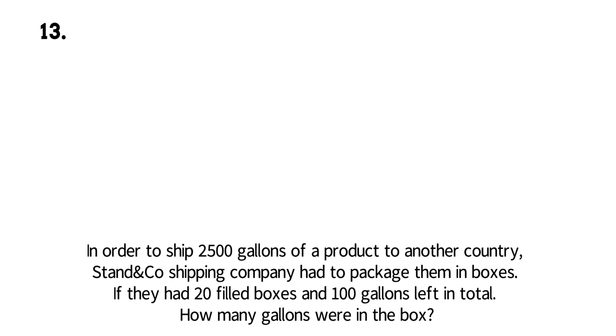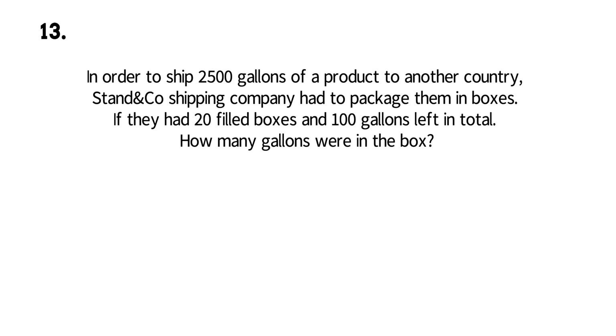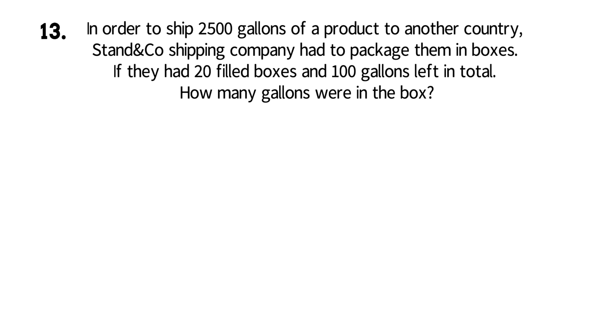Let's look at question 13. In order to ship 2,500 gallons of a product to another country, Stand & Co. Shipping Company had to package the gallons into boxes. If they had 20 boxes and 100 gallons left, how many gallons were in a box? This kind of two-step equation word problem is very common on the GED. Unfortunately, most students get it wrong. We are going to make sure you don't get them wrong.